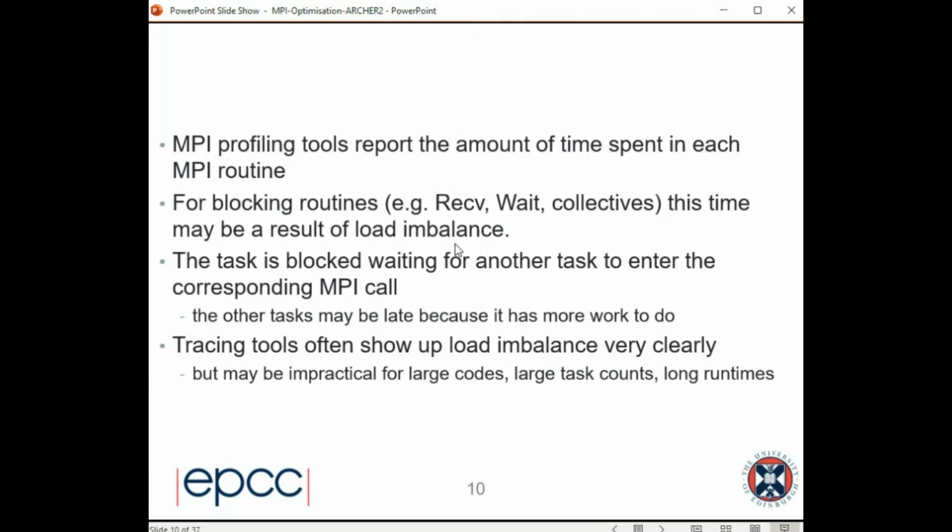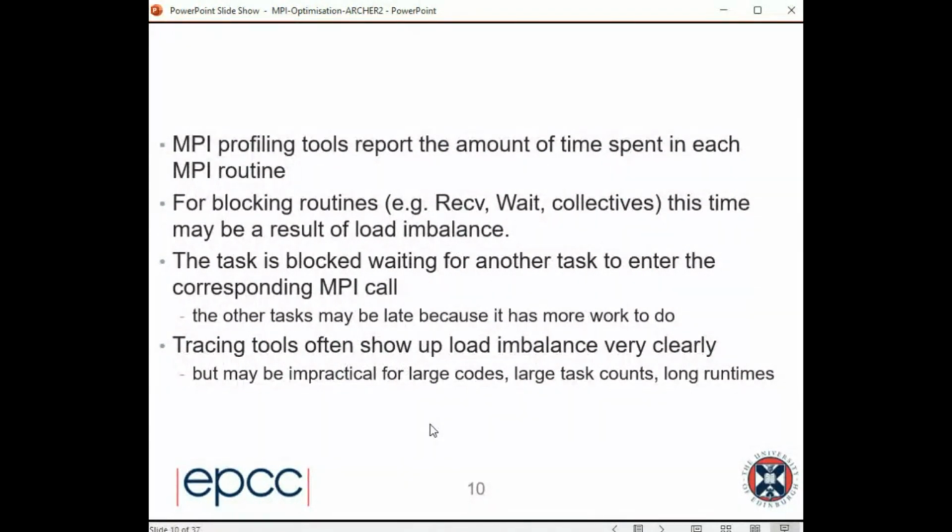But if you run a profiling tool, you will detect load imbalance by seeing an awful lot of time in MPI routines which shouldn't take much time at all. That's because the receive isn't actually taking much time communicating. You're issuing the receive and you're having to wait for a long time for a very slow process to send you the data. So the receive is taking a lot of time, but it's all waiting around. It's all synchronization, no communication. So tracing tools show up load imbalance very clearly.